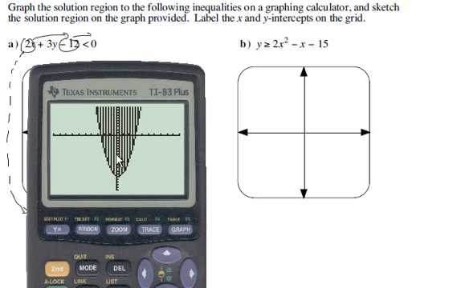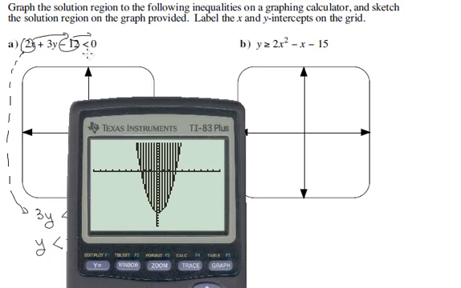Notice the calculator doesn't make any distinction between solid lines and dashed lines. It doesn't care. So it would be up to you when you were copying this to ensure that our first example with a less than has a dashed line going across it, and that this one, which allows y to be equal to, has a solid line.